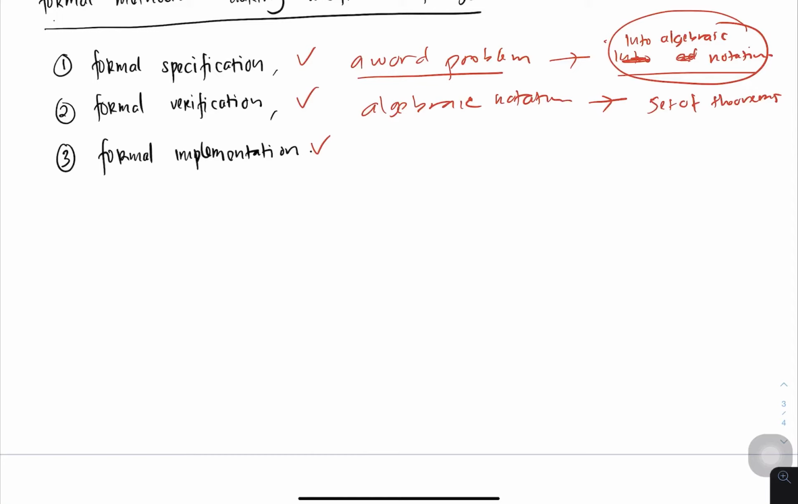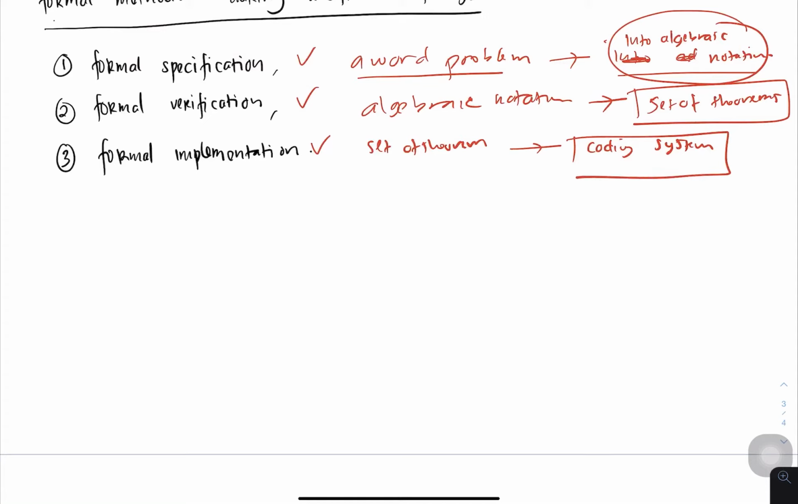And lastly, after everything is converted into a set of theorems, which is a more understandable language when you are talking about a computer system, everything is ready for the implementation. So from the set of theorems, we are ready to convert it into a coding system for the implementation.